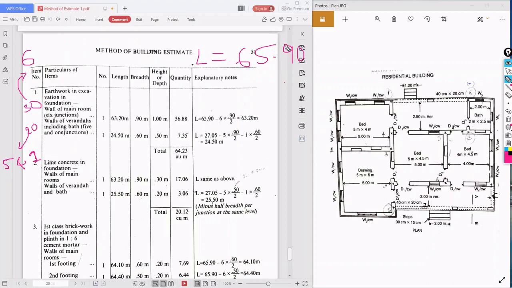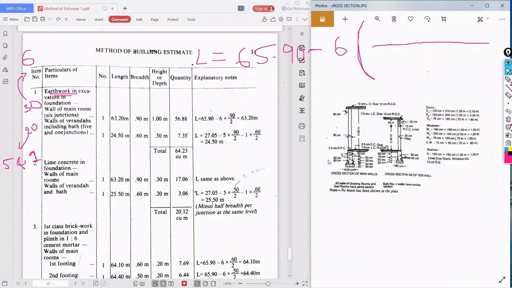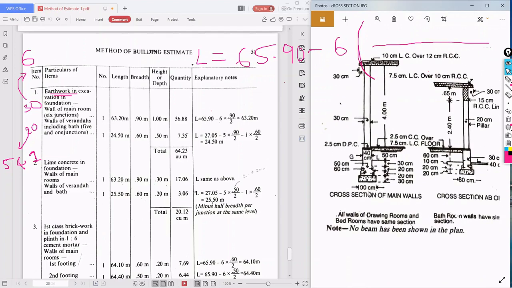65.90 is the center to center line length. Okay, minus 6. What is the 6? 6 is the number of junctions into, okay, 6 into, what is the unit of work? Or you can tell half into 6 into, what is the unit of work? Earthwork. Now see here, what is the width of the earthwork? It is 0.90 meter. Okay, 0.90 by 2.